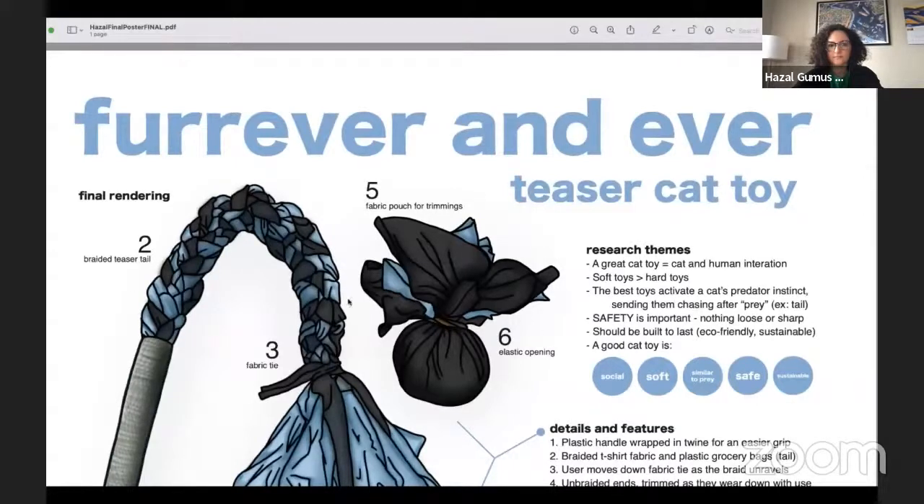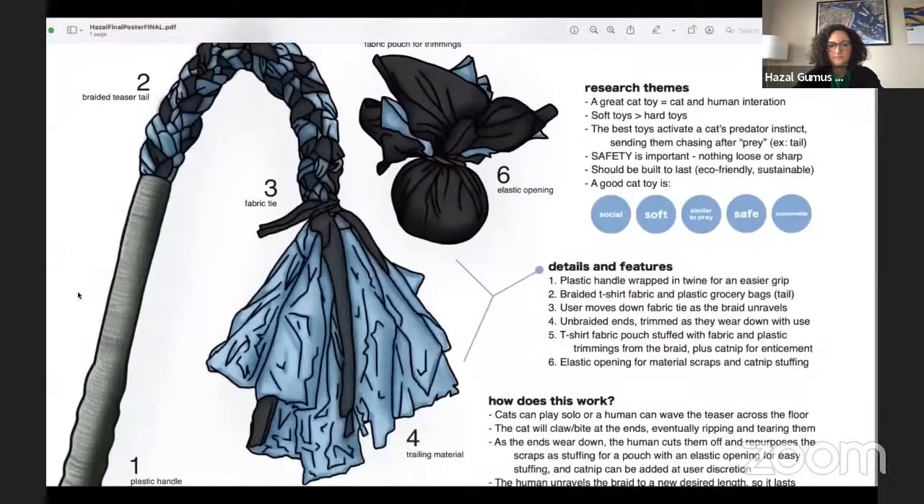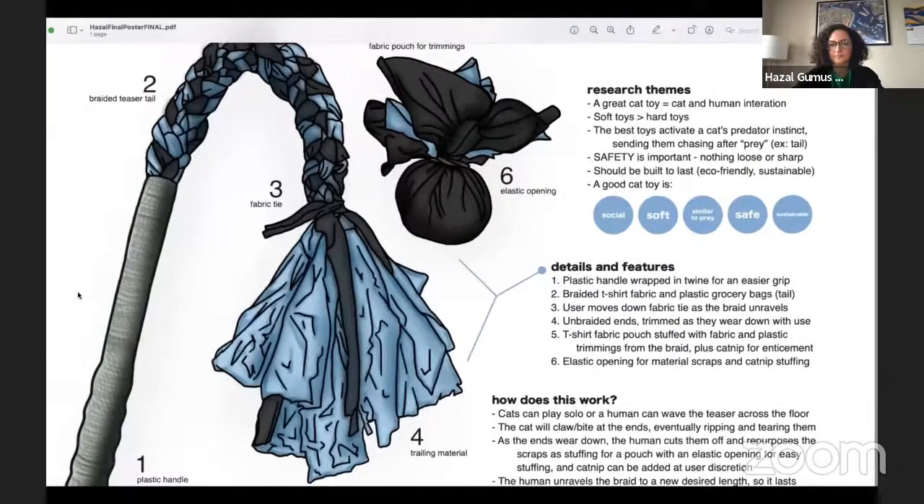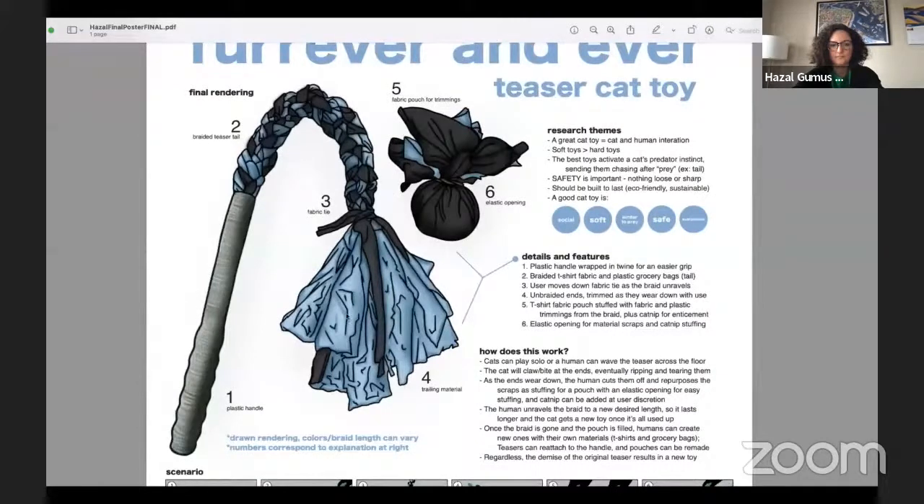Okay, so my teaser toy is called the Forever and Ever teaser cat toy. For any of you that have cats at home, you know that they like to play around with the little, you have a stick and then there's a little tail at the end of it. You can wave the little wand around and the cats will just love to play with it. So I figured for my project, in which we were told we had to make some sort of toy with sustainability in mind, I was like, okay, let's make a fun little teaser cat toy, and I'll put a little bit of my own twist on it.